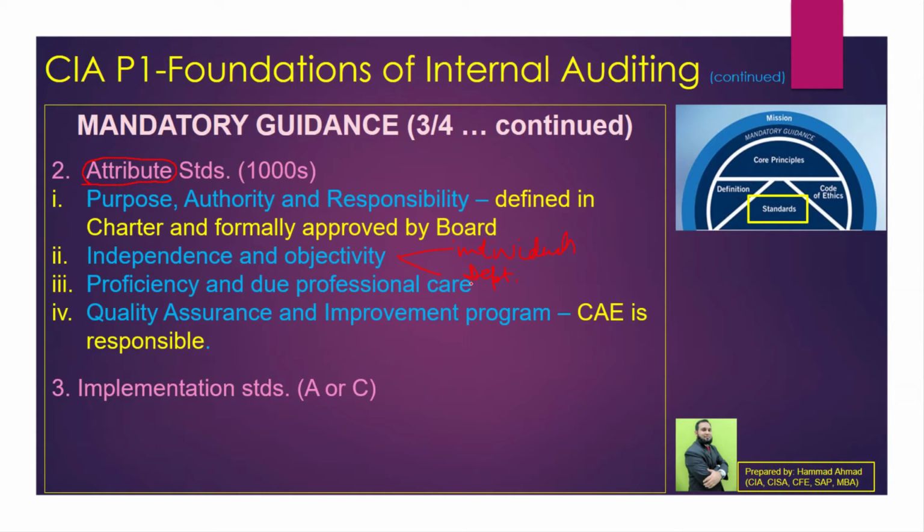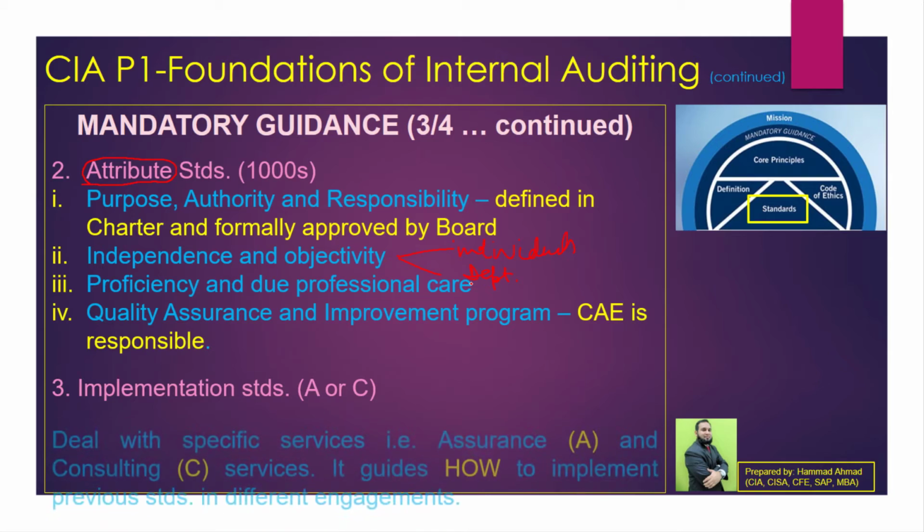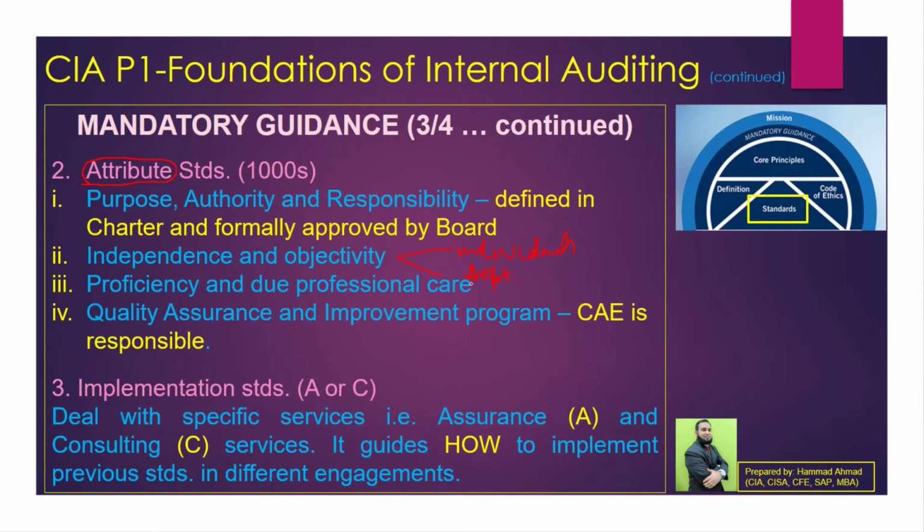Okay, we move to the next point, which is implementation standards. In implementation standards, as the word implies, implementation of the above standards, which are attribute and performance standards, according to the specific guidelines. These implementation standards deal with the specific services. For example, if you are providing assurance service or the consulting service, then you have to refer to this standard, that how these activities will be implemented. It guides how to implement previous standards in different engagements, so you have to follow them as per the nature of the engagement, if it is an assurance engagement or a consulting engagement. So these are implementation standards.